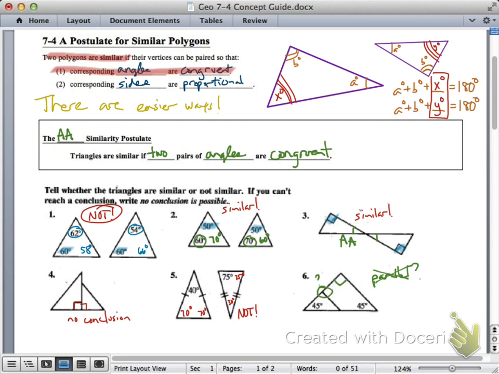It would also be helpful if that's a right angle. Is this other angle a right angle? We just don't know what's going on here, so I think you can tell by my language here. No conclusion is possible. We only know that one angle is congruent, not a second one.